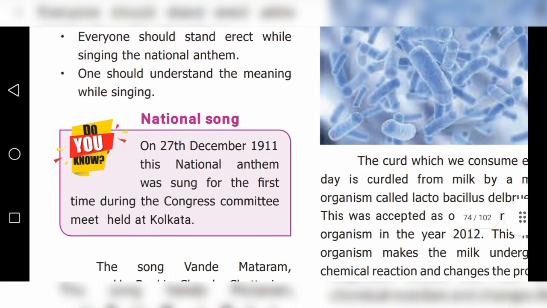Okay, children. Next one, national song. National song. So, do you know, first we have to read it. On 27th December 1911, this national anthem was sung for the first time during the Congress committee meet held at Kolkata. So, this national anthem was first sung in the Congress committee meeting at Kolkata.